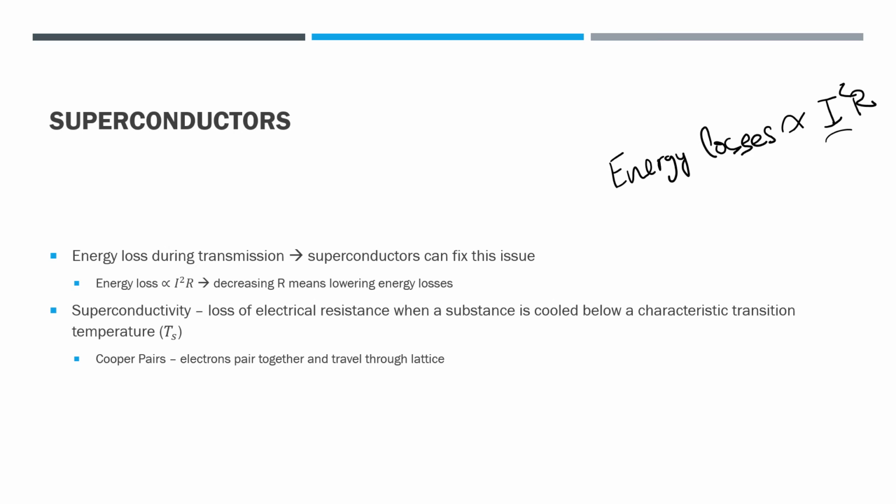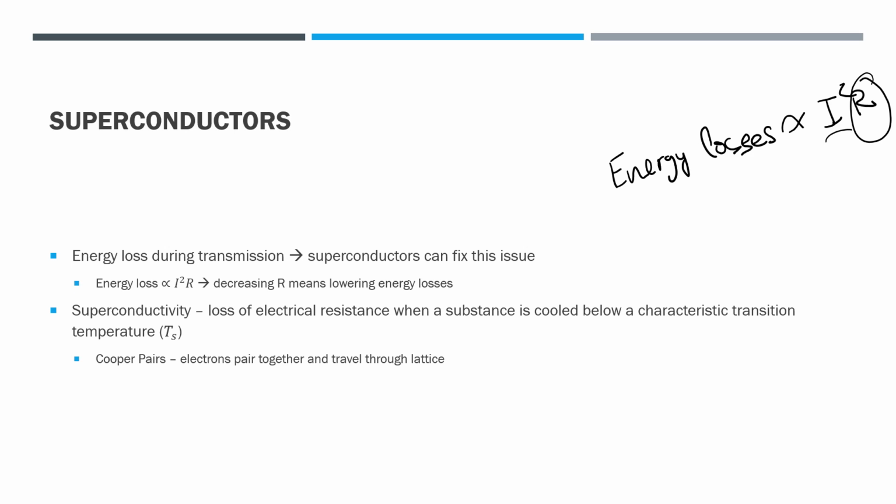The important thing with superconductors is that we try to lower the resistance. And if the resistance is basically zero, our energy losses are going to be basically zero. So decreasing resistance means lowering our energy losses. That's an important way that we could implement superconductors if we could create these high temperature superconductors.